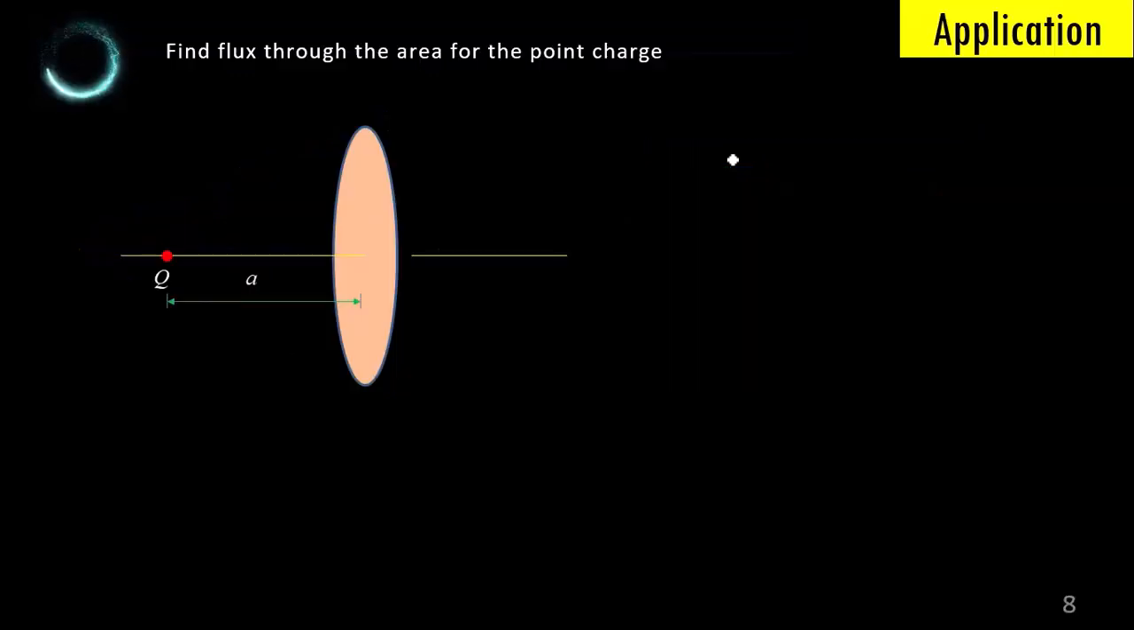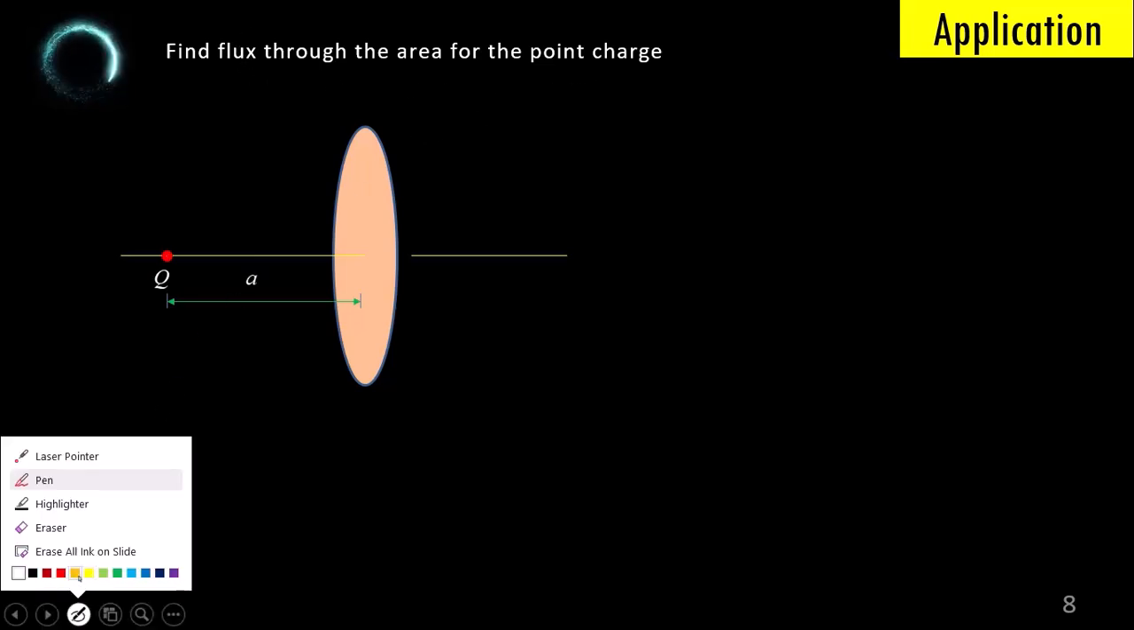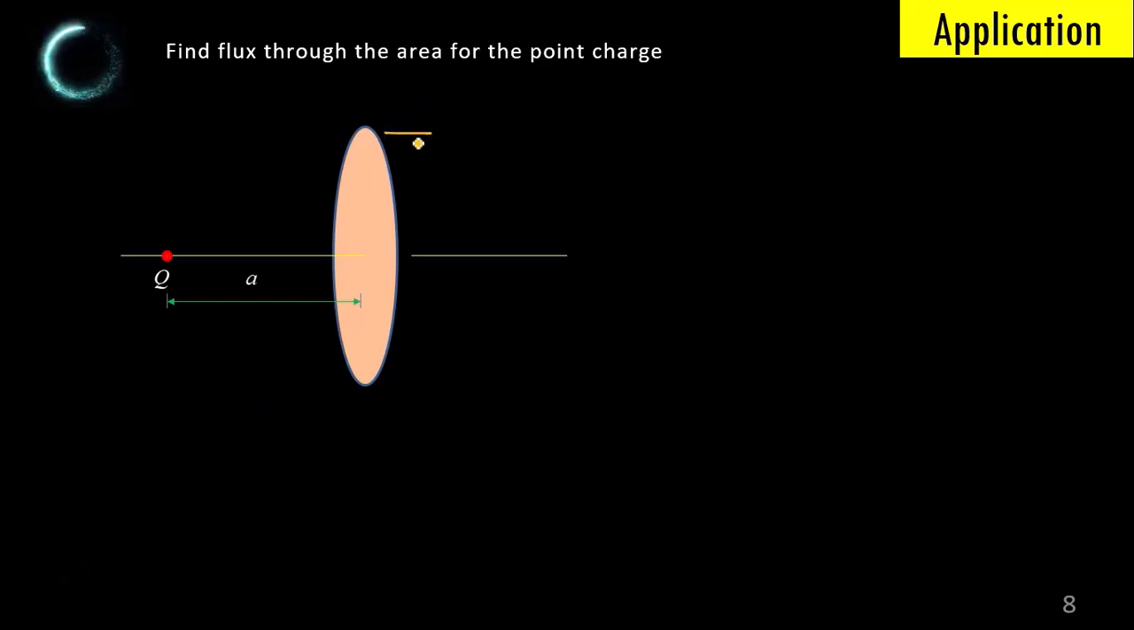Now this is the first application that I am talking about. Here there is a point charge, and a disc is placed at a distance of A from the point charge. You are asked to find the flux through the area of the disc because of the point charge. Let us say the disc has a radius of capital R.